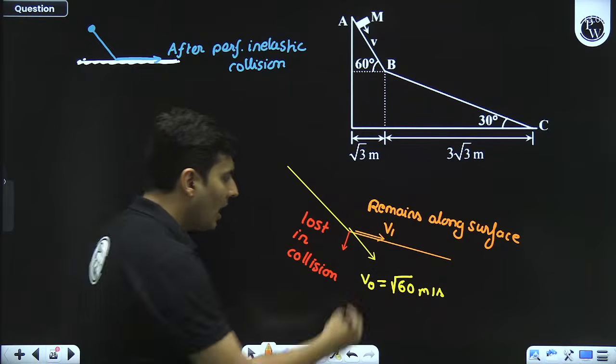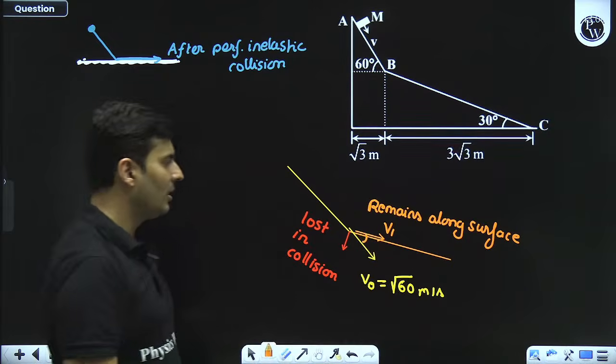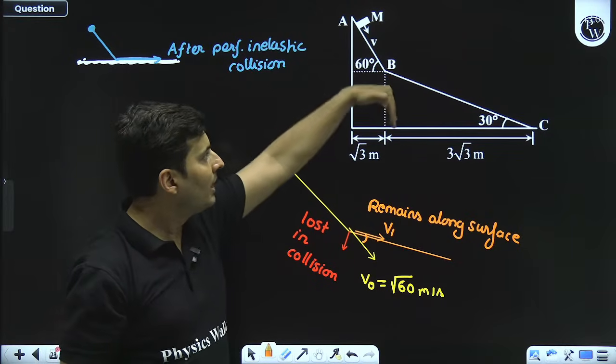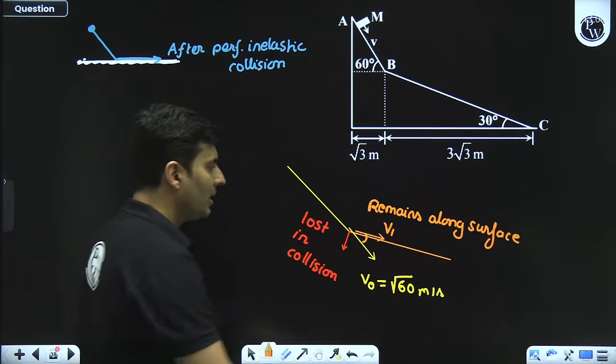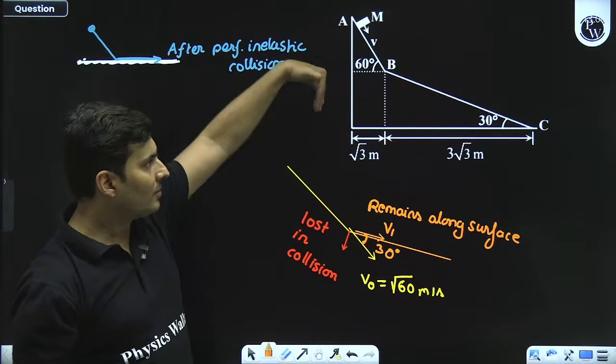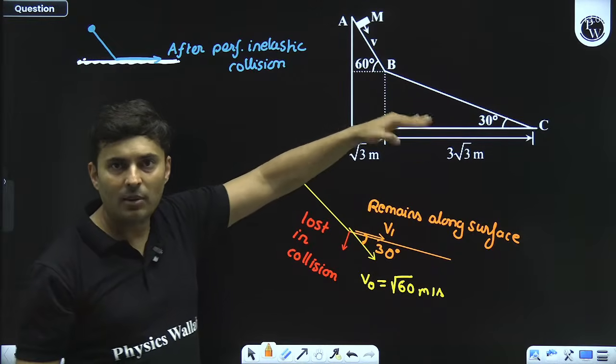Can you guess how much this angle would be? It's not a big deal. Come on, this is 60, this is 30. How much will that component be, guys? It is just going to be 30 degrees. From 60 it went to 30, so it has deflected by 30 degrees.